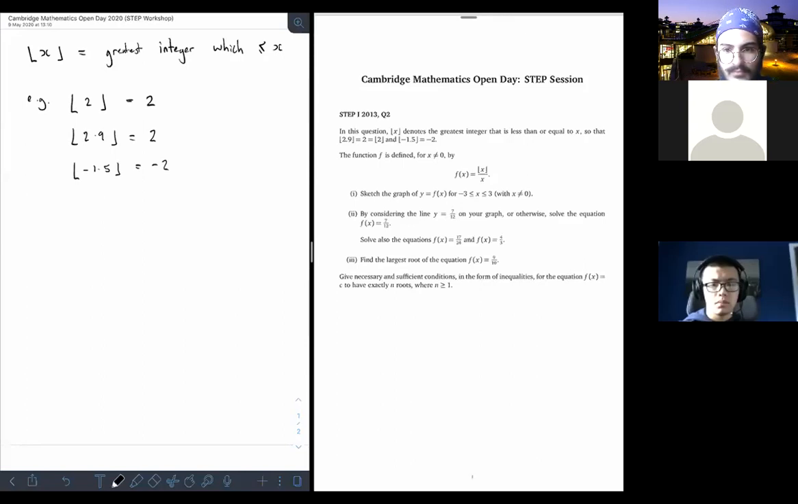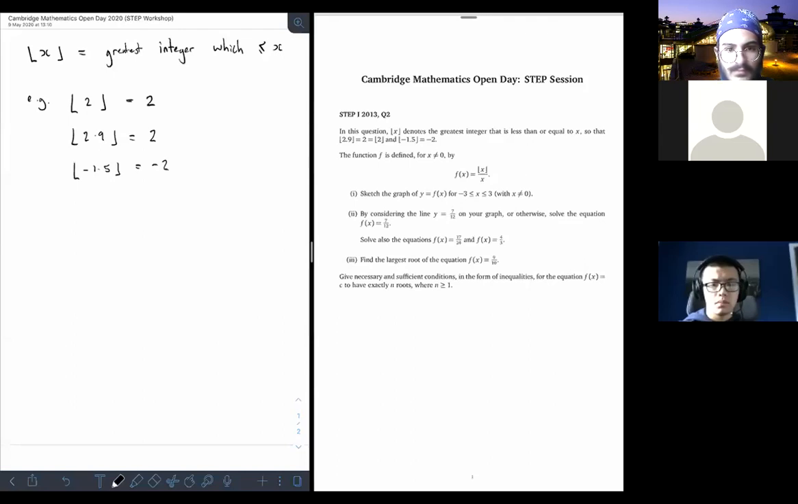The floor function you most likely wouldn't have come across in, for example, an A-level spec. So this should be new, but you should be able to work with it. This gives you an idea of how in university, you'll be given new concepts and you've got to get used to them very quickly to be able to digest what they mean and then work with them.